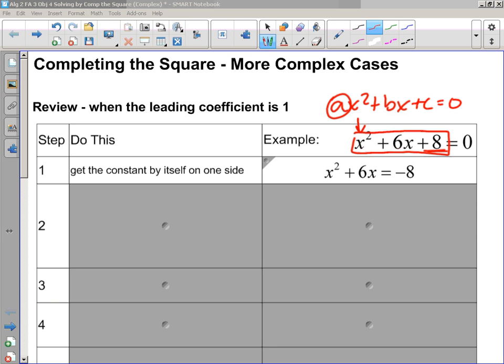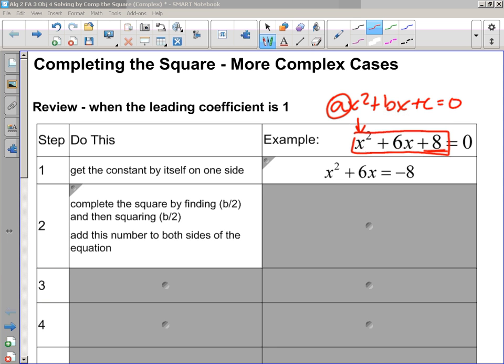And then next, this is now the actual complete the square, what's unique to this method. This is when this step will take place. So I'm going to take the b and divide it by 2. So that's this step. Then I'm going to square what I get when I did b over 2. And then that's the number I'm going to add to both sides of the equal sign.